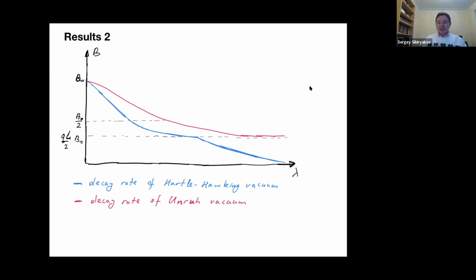So the moral from here is that the gray body factors are really important, as I discussed in the beginning. They're not just quantitatively, they're actually qualitatively important for the behavior of the decay rate.